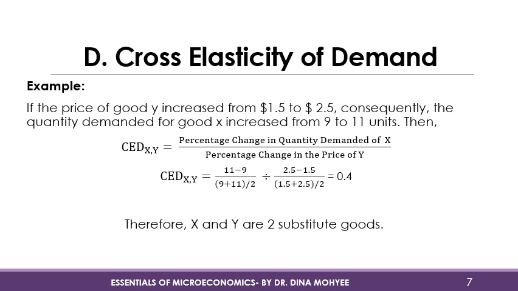Note here that the cross elasticity of demand has a positive sign, which means that the two goods are substitute goods. This is a positive 0.4, which means that the two goods are substitute goods. Note that the larger the cross elasticity of demand, the closer the substitute or complement the goods are.